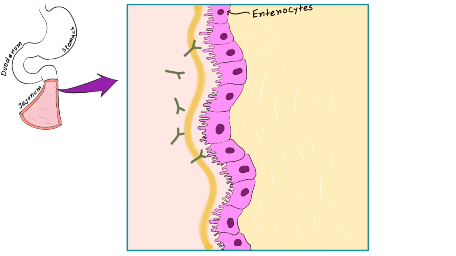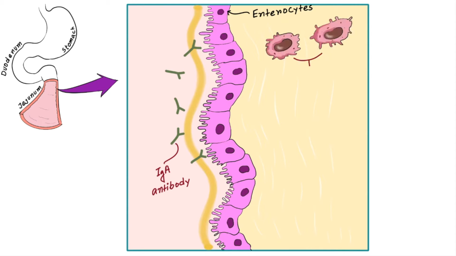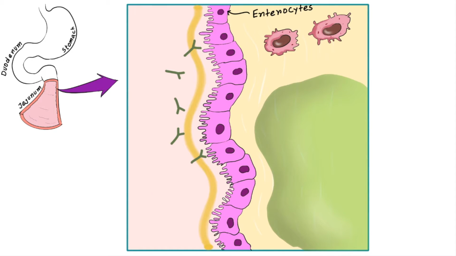Now, you must know that the gastrointestinal tract is coated by a special type of antibody, that is IgA. It helps to defend against mucosal infection. Lamina propria also contains different types of cells like antigen presenting cells. They work as a communicator between the innate and acquired immune system.